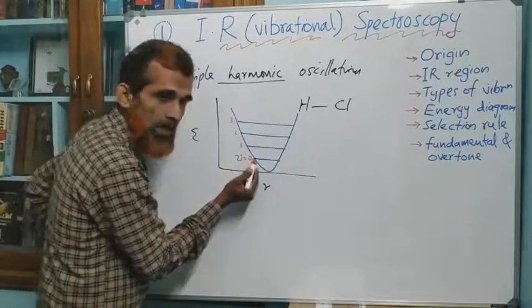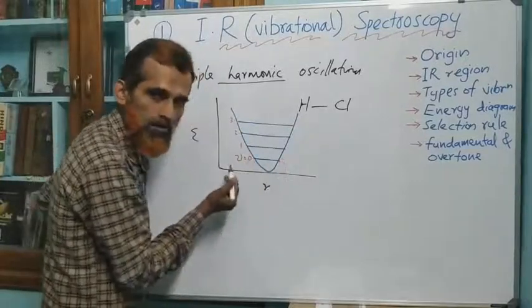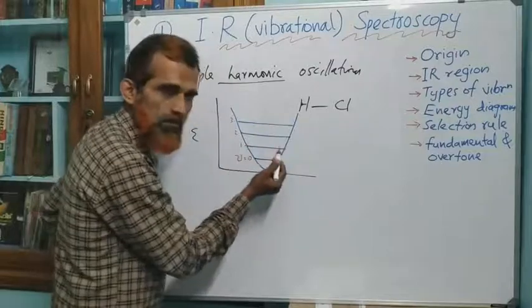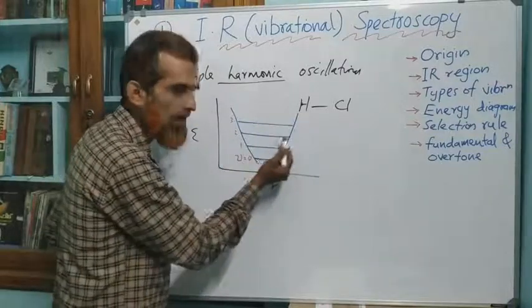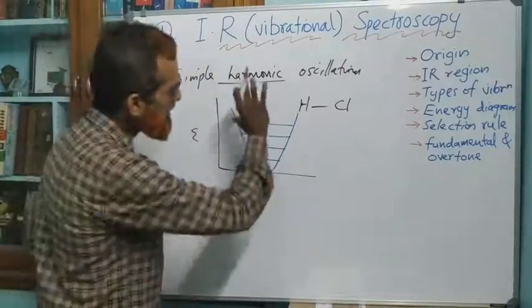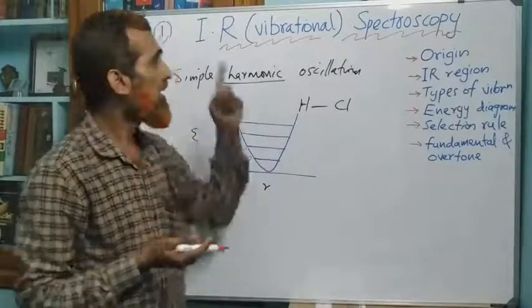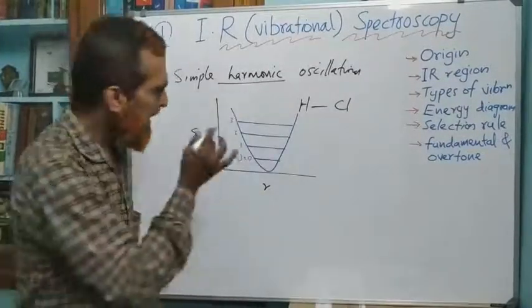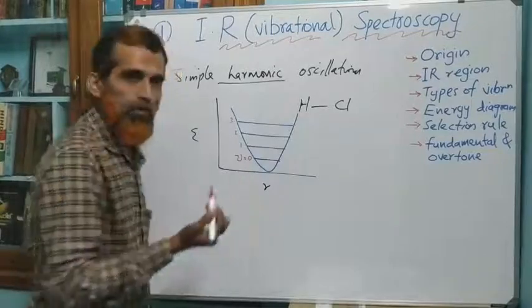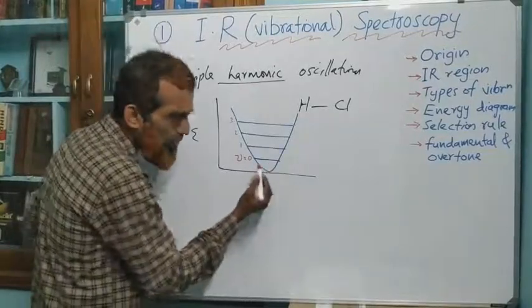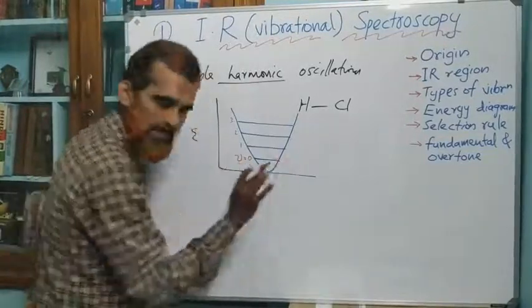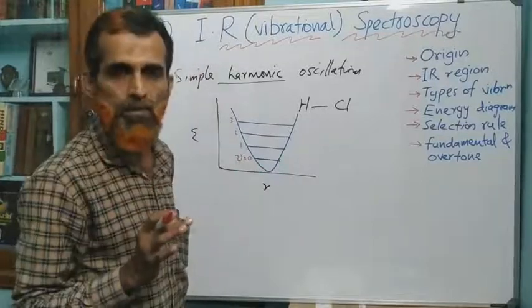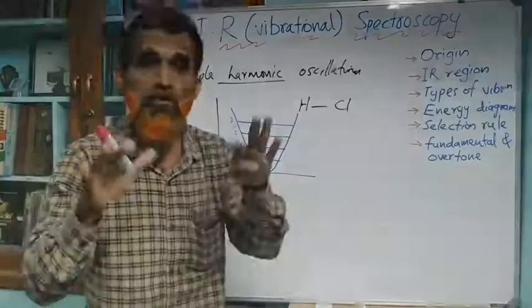This is the ground vibration level, nu equals 0. Then the first excited vibration level, second level, third level, like that. This is the kind of energy diagram for a simple harmonic oscillation. In this case, what about the transition? Normally, molecules will be mostly in the ground state, correct? To be more stable, molecules will be in the ground vibration level.